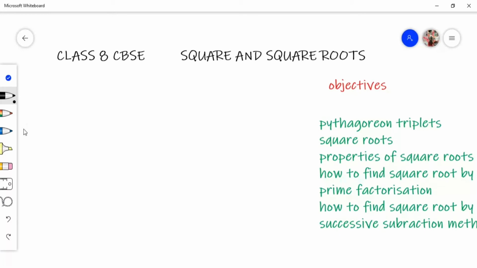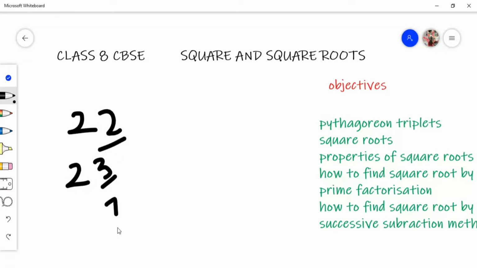So the second property is if the unit digit of a number is 2, 3, 7, or 8, then it does not have a square root. As I said, the numbers that end with 2, 3, 7, or 8 are not perfect square numbers. And if they are not perfect square numbers, that means they don't have any square root. So if a number ends with 2, 3, 7, or 8, like 22 or 23, that means they do not have a square root. This is the second property.